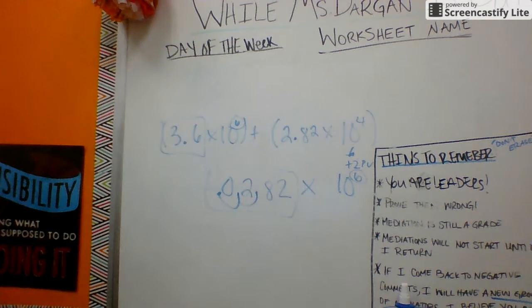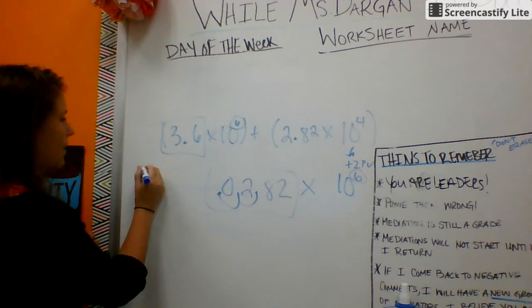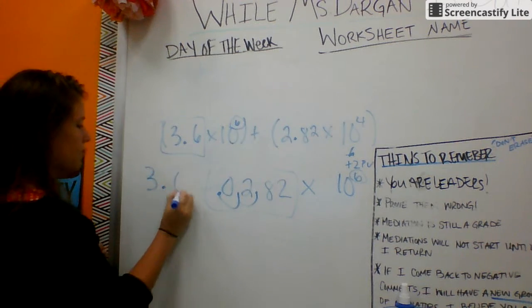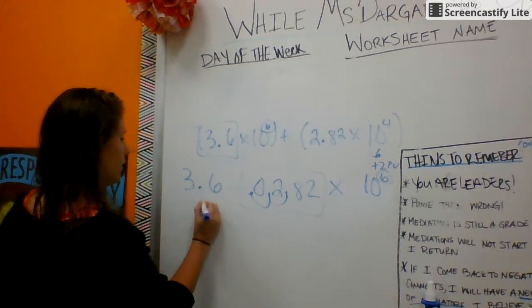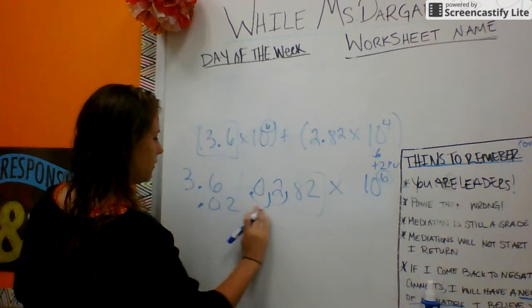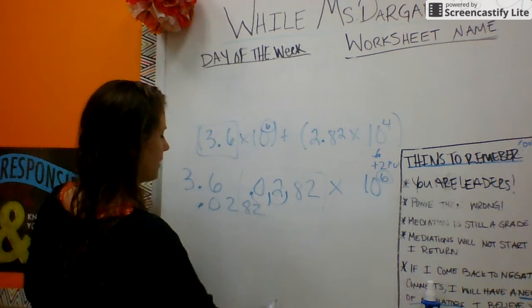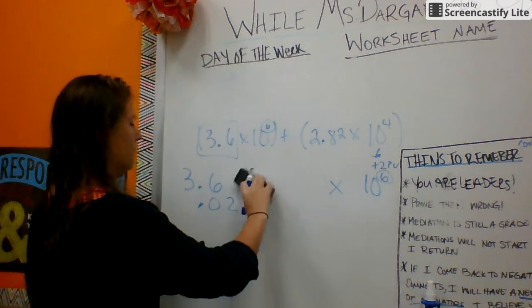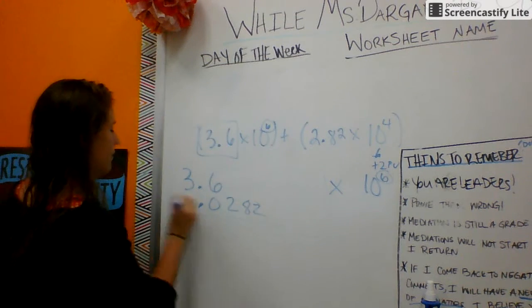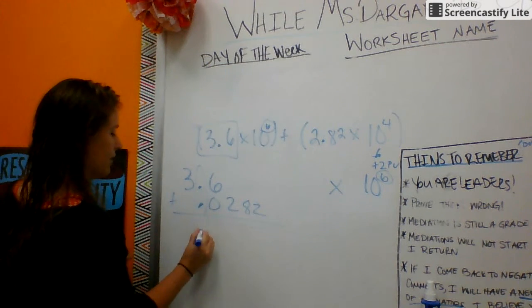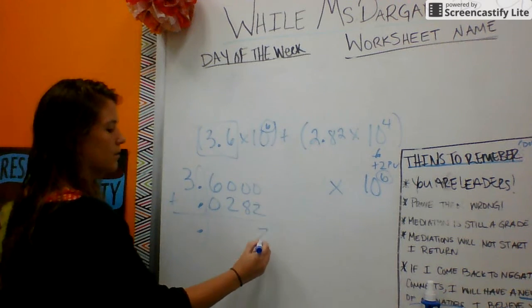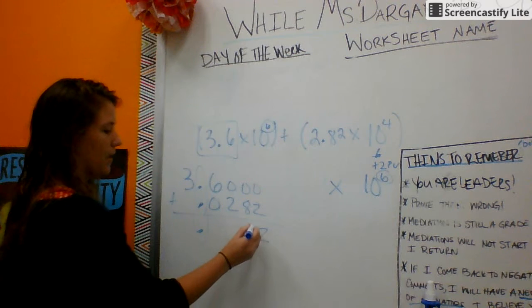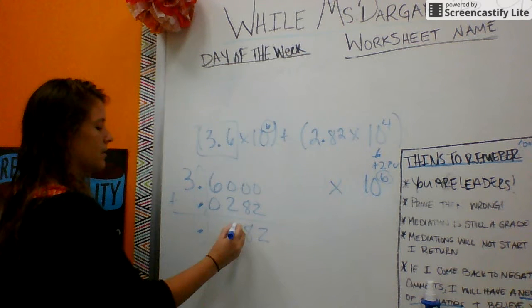I'm going to rewrite it so it's easier for me to see. I make sure when I'm adding that I line up my decimal points, 3 and 6/10, and 0.0282. I'm going to erase this then. My decimal points are lined up, and I am adding. Put another decimal point down there. I can fill this in with zeros. 0 plus 2 is 2. 0 plus 8 is 8. 0 plus 2 is 2. 6 plus 0 is 6.